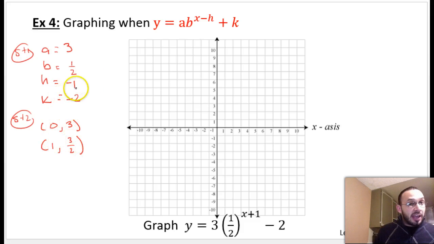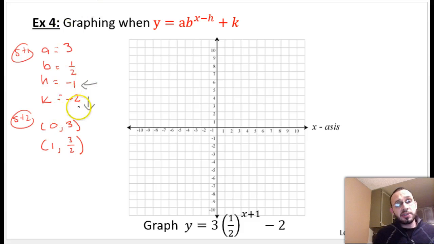Now, we do notice that we have a horizontal shift and a vertical shift. So our horizontal shift is actually 1 unit to the left. Since it's negative, we go on the number line, it's going to the left. And we have 2 units, or shift 2 units down. We're going down. So let's go ahead and plot these points and then do our shifts on those points.